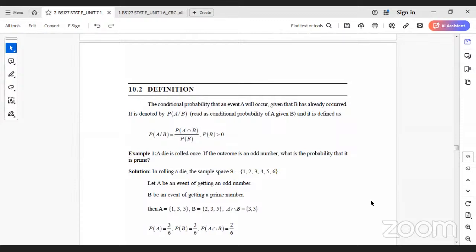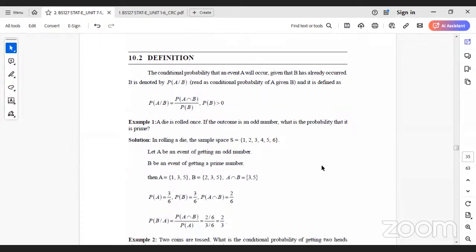A die is rolled once. If the outcome is an odd number, what is the probability that it is prime? How many numbers on a rolled die? 6. 1 2 3 4 5 6. Let A be the event of getting an odd number, and B the event of getting a prime number. A is 1 3 5, B is 2 3 5. Correct? Yes, sir.